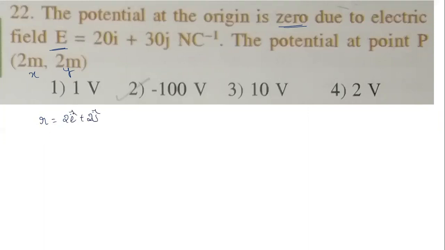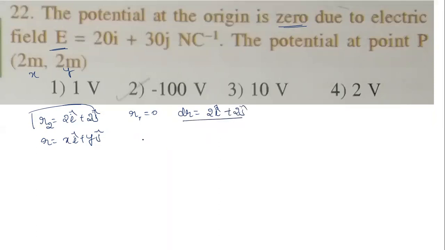How did you get this? A simple thing we know: R is given by x i cap plus y j cap. Like this we got R. Let us take this as R2. R1 is what now? The potential at the origin is 0, so R1 is 0, 0. So dr becomes just 2i plus 2j. So that is dr we got to know.